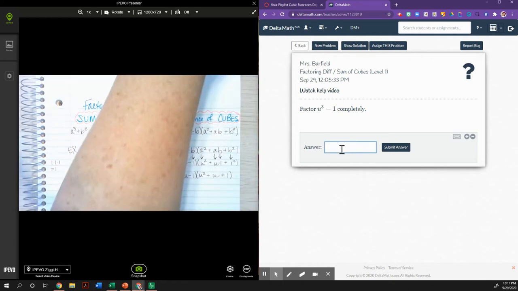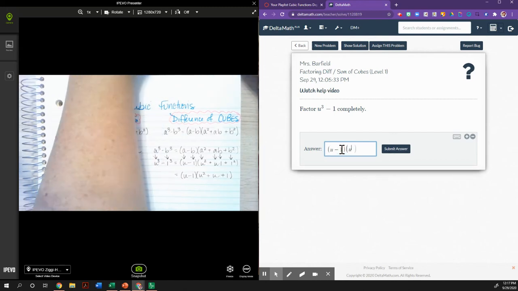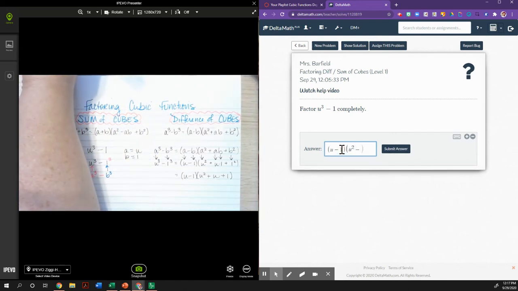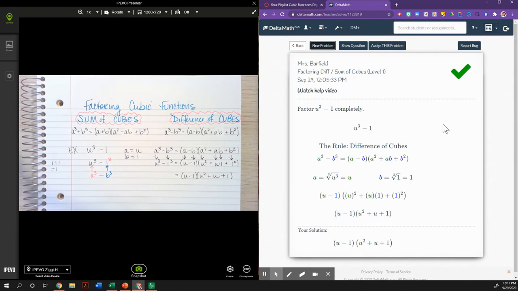Parentheses, u minus 1, parentheses, u squared minus, or I'm sorry, plus u plus 1. I'm going to submit my answer, and there we go. Now, if you look right here, see Delta Math, it talks about taking the cube root of something. That is an alternate approach that we can do, but we really haven't talked about how to take the cube root of something. So we have to figure out different ways to do it.